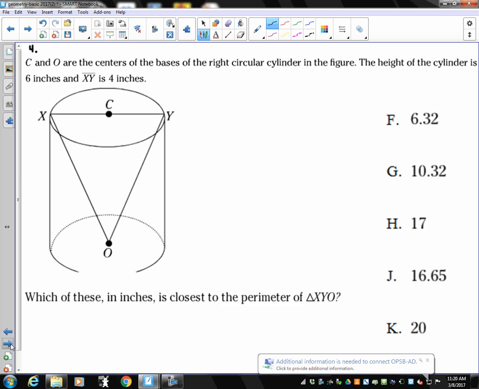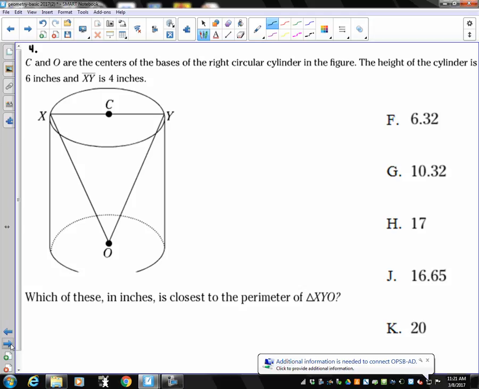Now, number 4, we have this diagram here. It says C and O are the centers of the bases of a right circular cylinder in the figure. So we have a cylinder, and the base, or the top and the bottom, are considered to be circles. Now, the height of the cylinder is 6 inches, and XY is 4 inches. So let's label all this information here.